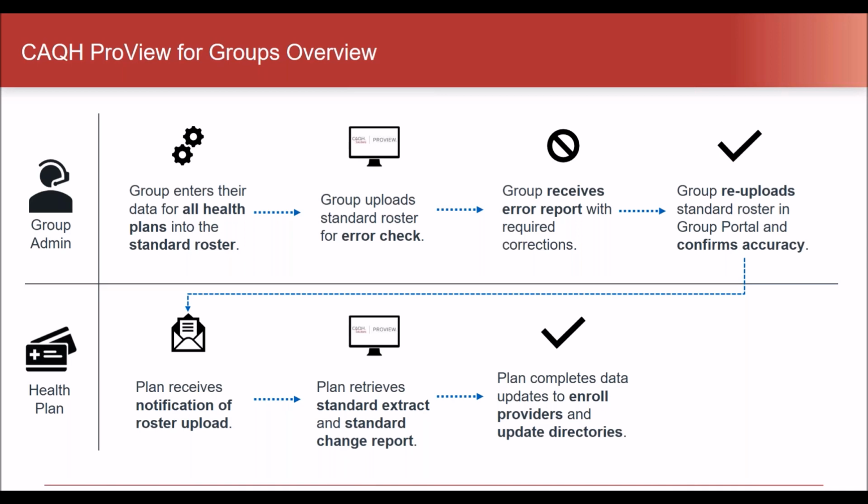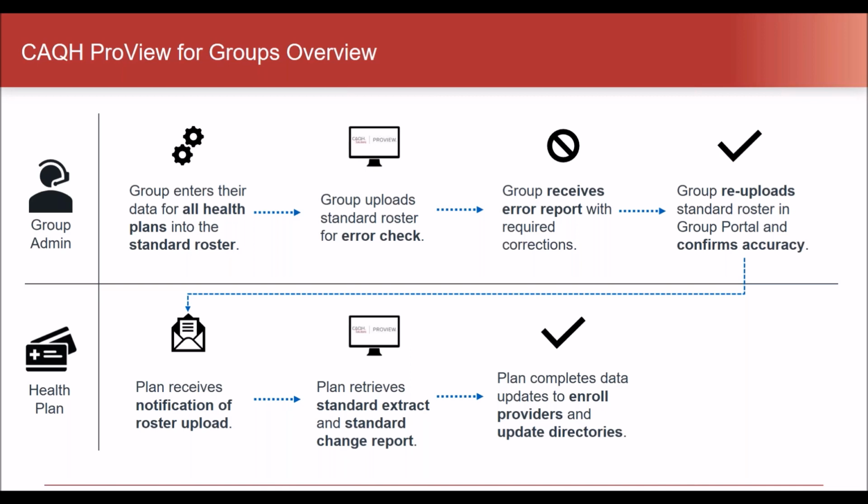Once they upload this standard roster, it goes through over 120 error checks to make sure that the data meets our requiredness, our formatting, our logical data rules. And if it doesn't, they receive automatically an error report real time, asking them to make those corrections before they try again. This error report can be downloaded to their local computer and used as a work list to make corrections. Once they've made those corrections, they can now re-upload the file and confirm that it's accurate to the best of their knowledge.